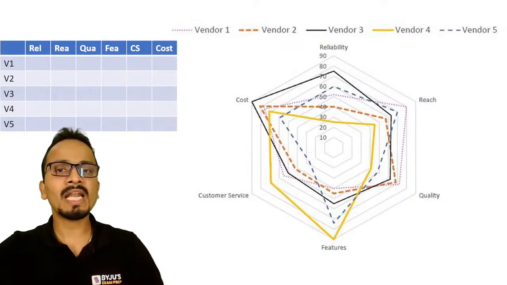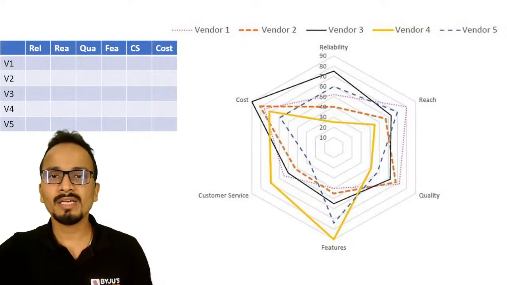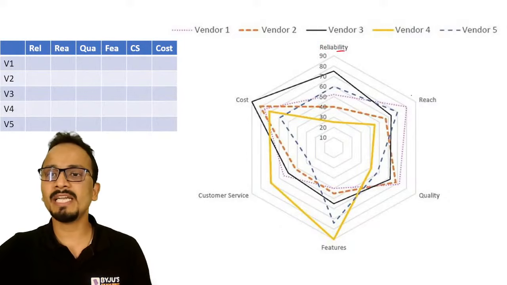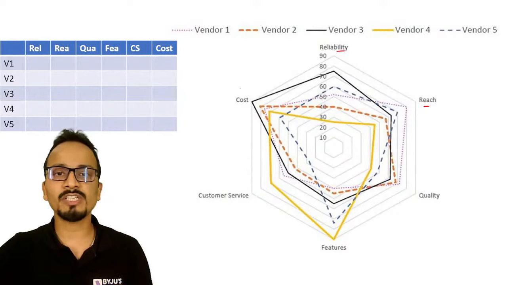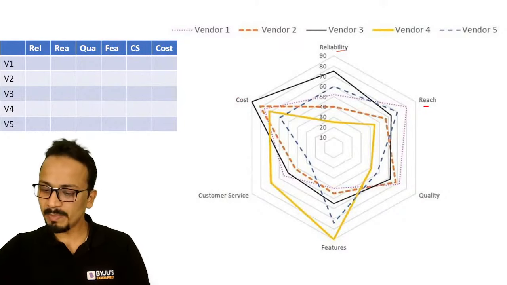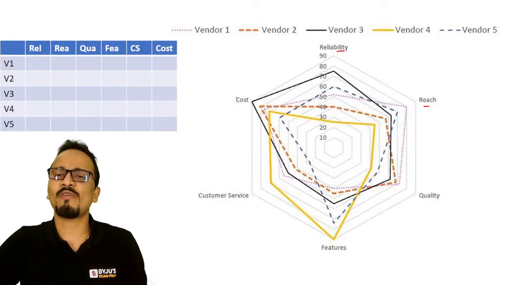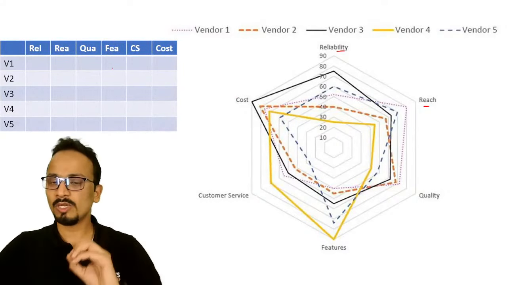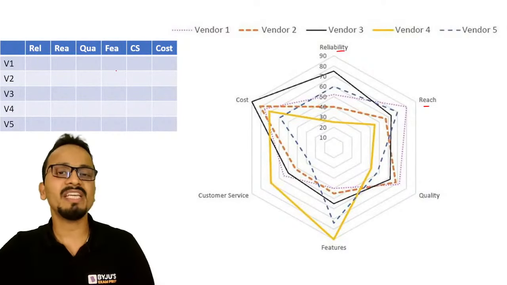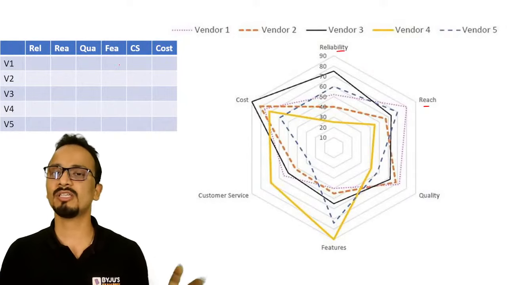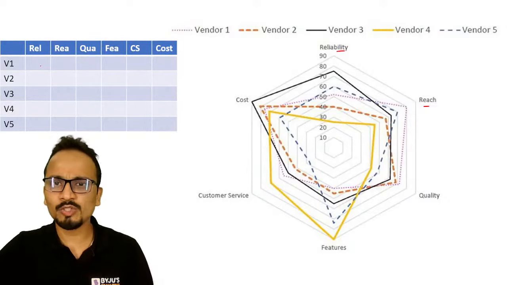So for vendor 1, I have already mentioned some of the values. I'll start from reliability, then reach, then quality, then features, then customer service, and then cost. Let me write all these values. You can also mention these values in the chat box for vendor 1. Let's quickly finish this table off, and then things will be very easy for us. Life will be simple as far as this question is concerned.